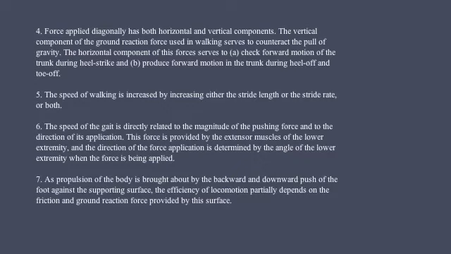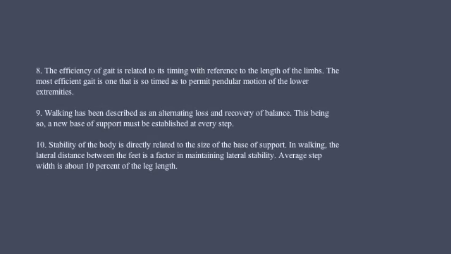As propulsion of the body is brought about by backward and downward push of the foot against the supporting surface, the efficiency of locomotion particularly depends on the friction and ground reaction force provided by the surface. The efficiency of gait is related to its timing with reference to the length of the limbs. The most efficient gait is one that is so timed as to permit pendular motion of the lower extremities.